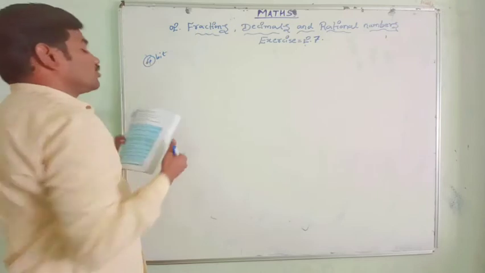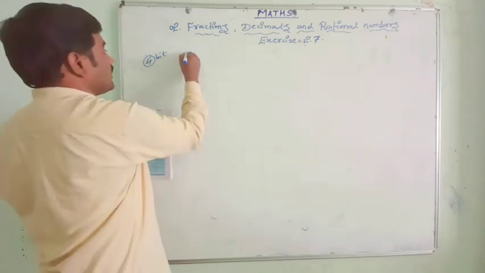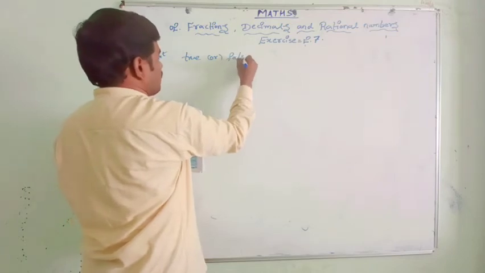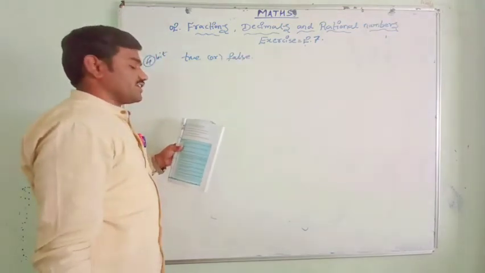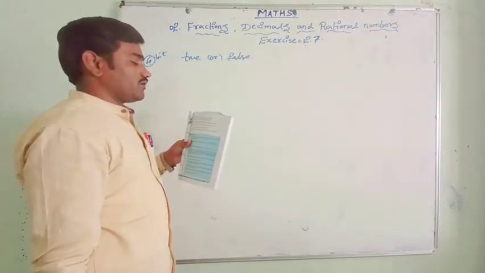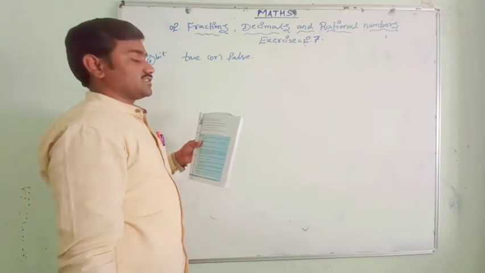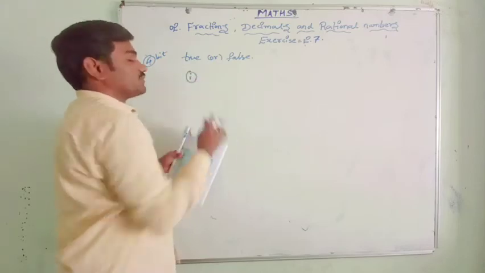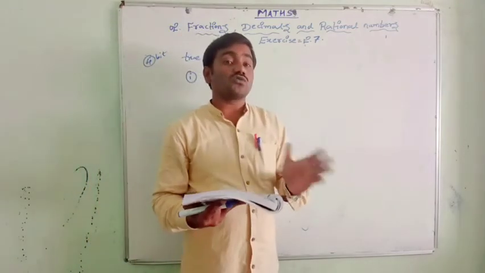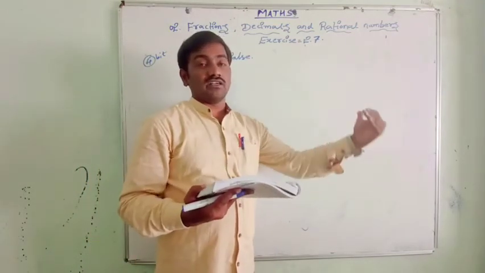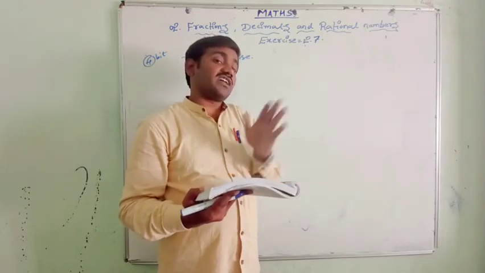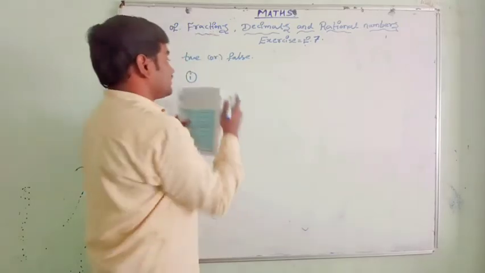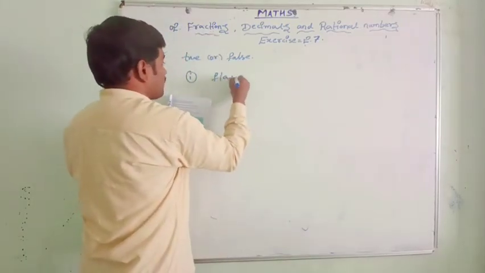The fourth bit is true or false. Every integer is a rational number and vice versa. Every integer is a rational number, that is true, but vice versa means the reverse of it: every rational number is an integer? No. So the first one is false.